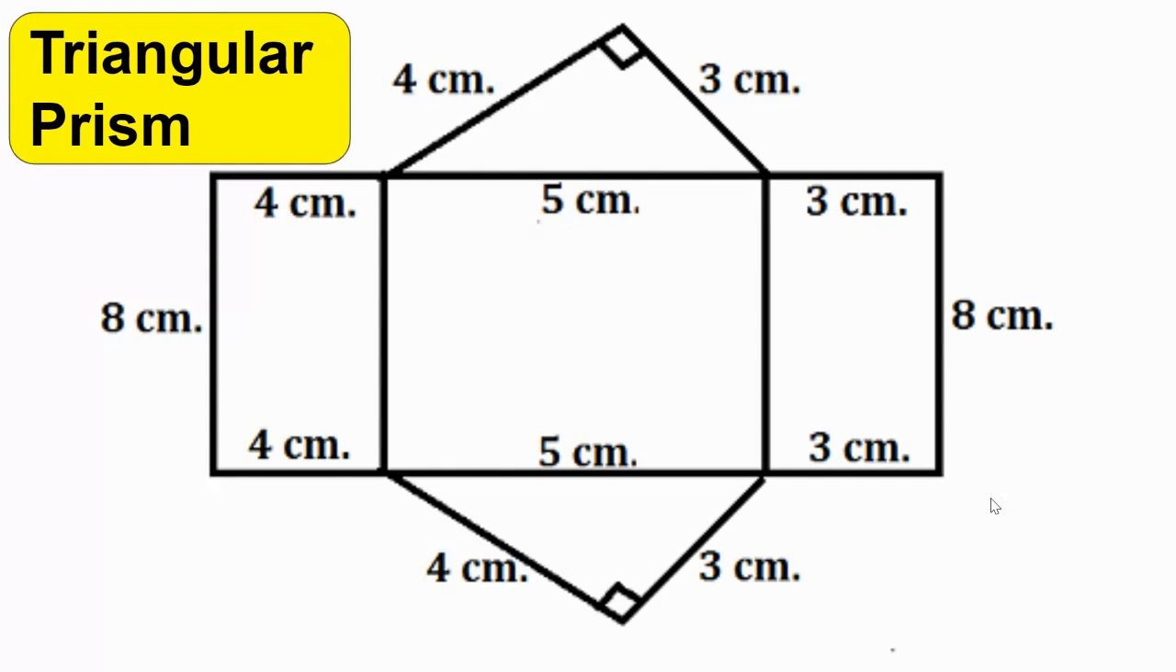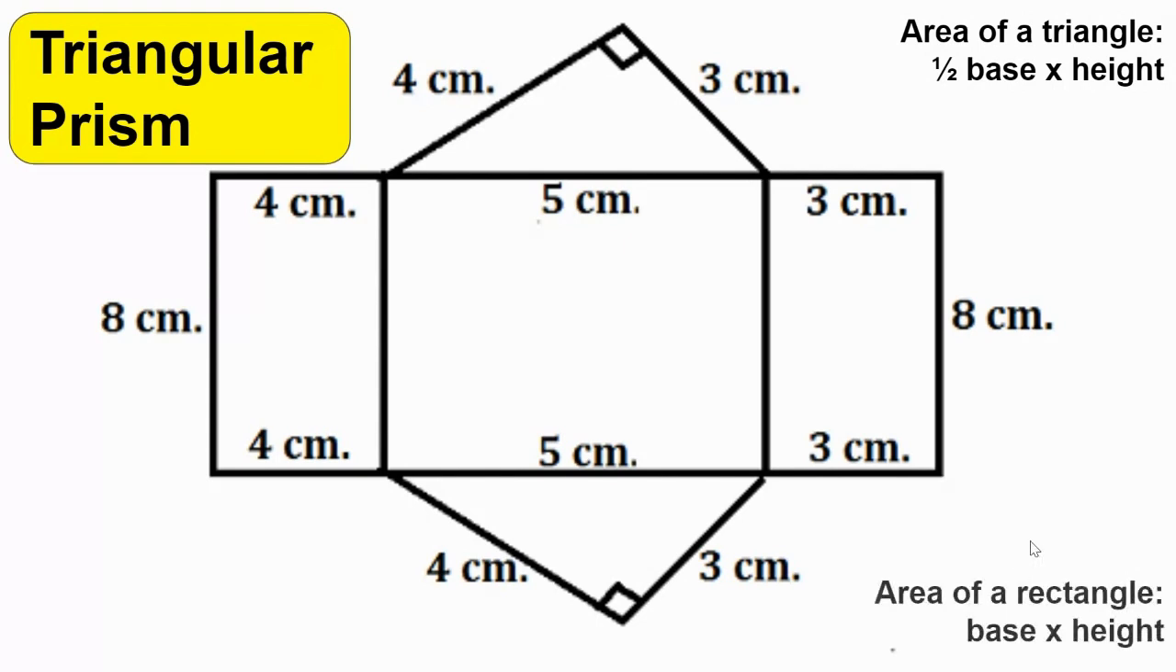I'm going to go through several different nets of different 3D shapes. So this would be the net if we unfolded a triangular prism. This is what it would look like. We have 3 rectangle sides or 3 four-sided shapes, and then we have 2 triangles on the side of this prism. So the area for a triangle is half base times height. The area for a rectangle would be base times height. So rectangle, 4-sided shape, triangle, 3-sided shape.